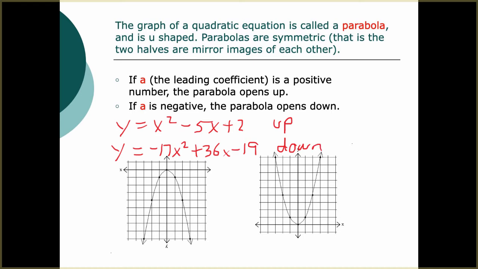So if the leading coefficient is positive, we open up. It means we can fill it with stuff. It's like filling a coffee cup. And if it's open down, that means we can't fill it with anything because all the water would drain out. That's another way to look at it. So positive is up, negative is down.